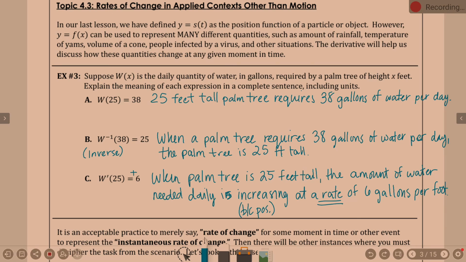Okay. Let's go to the bottom and try this again. Well, not exactly. You'll notice there in the middle it says it is an acceptable practice to merely say rate of change for some moment in time or other event to represent the instantaneous rate of change. In other words, you won't always hear instantaneous. Then there will be other instances where you must decipher the task from the scenario. Let's look at example 4.